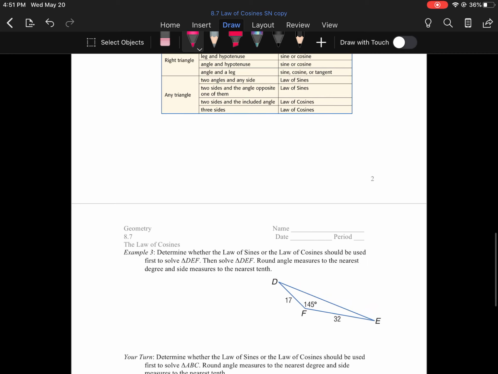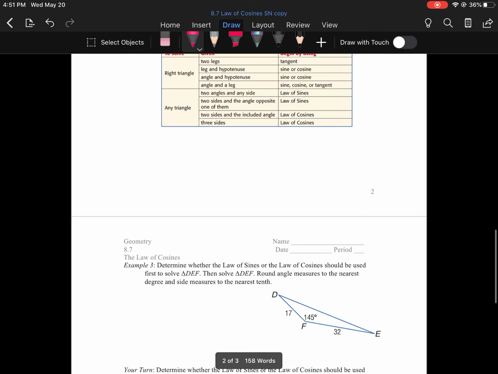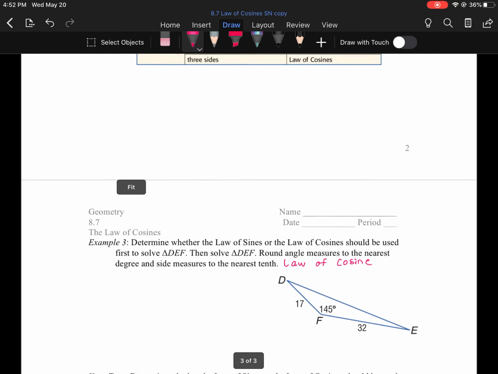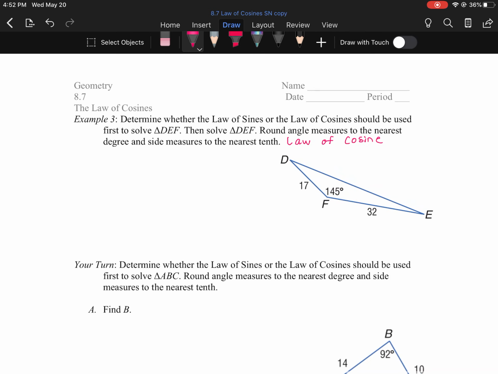I can fit it all on. So it's not a right triangle, so we're going to forego that top part. We are given two sides and an angle. So two sides and the included angle. All right, so that is telling us that we should use law of cosines. And if you're really not sure, it's not like you have to memorize all this, just try using one of them. And if you find yourself stuck and you don't have enough information, then use the other one. So we have to solve this. We need to find all pieces of information.